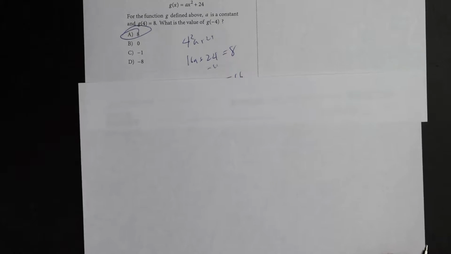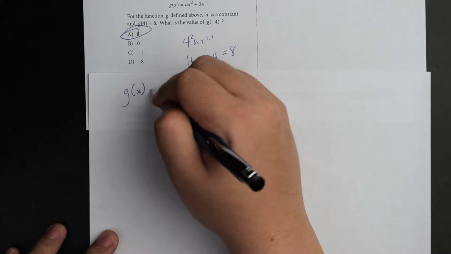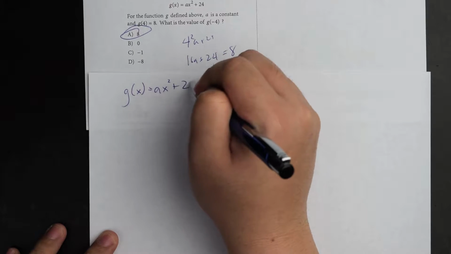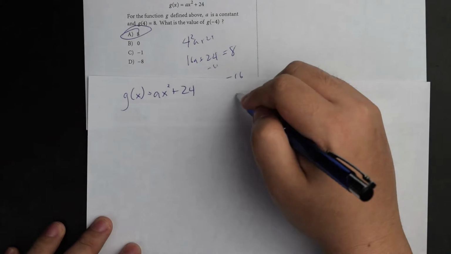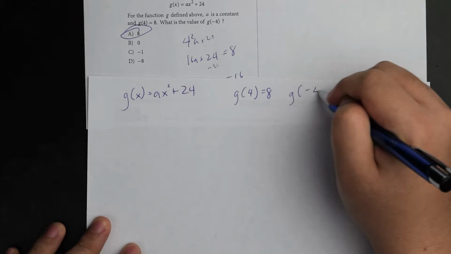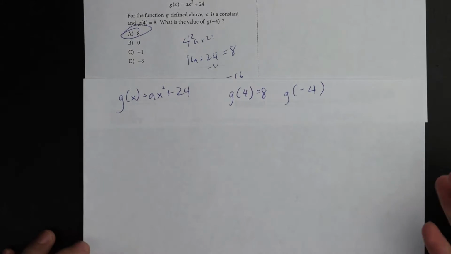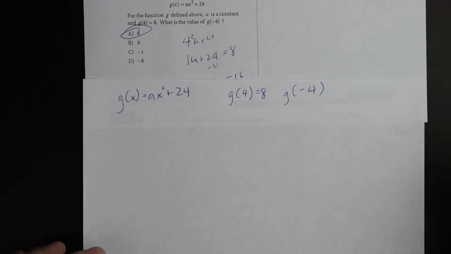And so for this problem, the question states that g of x equals ax squared plus 24. But the important thing that I'm realizing is that they gave me two things. They mentioned that g of 4 equals 8, and they mentioned g of negative 4. And it just asked me generally, how do I go about answering this question? And the important thing is this.